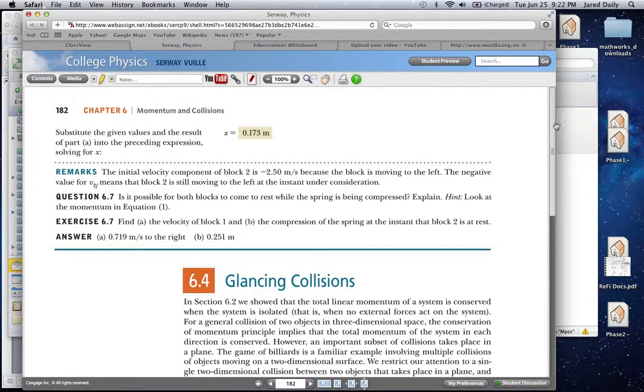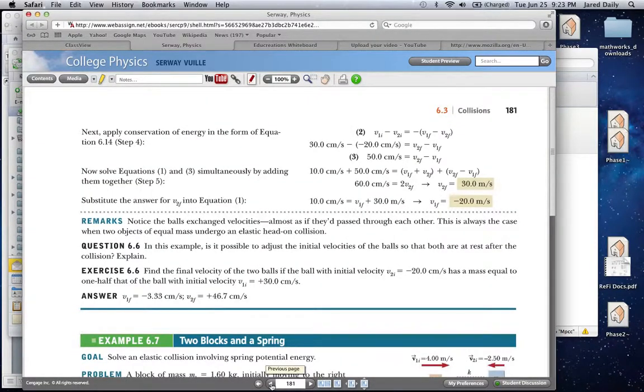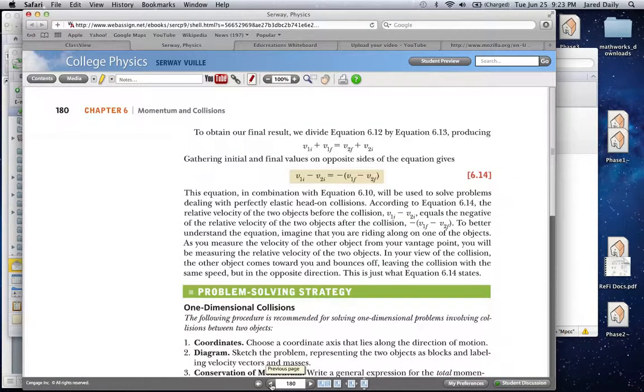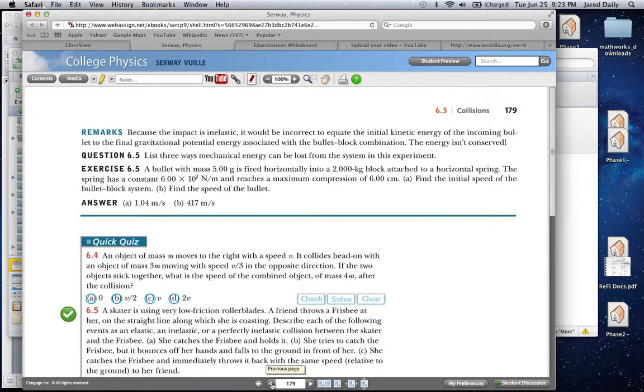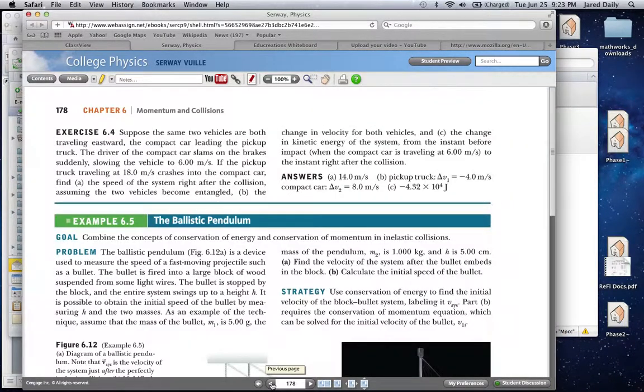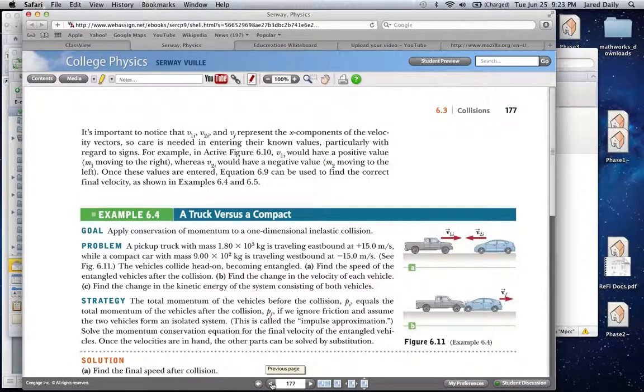So we're back to 6.3 and 6.4, which is more of collisions. Now, in 6.3, we're going to introduce you to two new types of collisions. Well, we're actually just going to classify collisions into two different types. The first one being the inelastic or the perfectly inelastic collision.